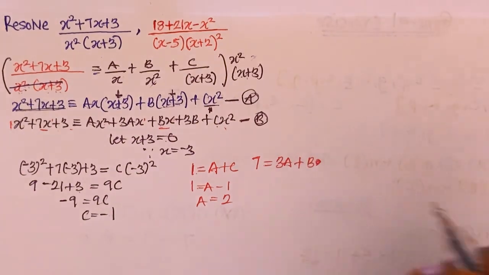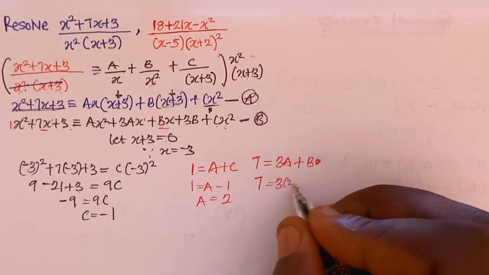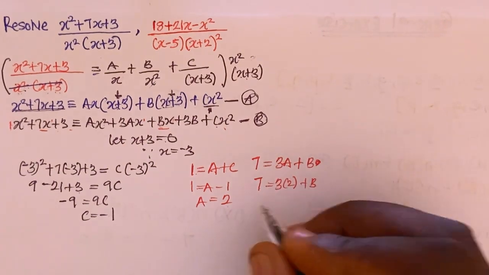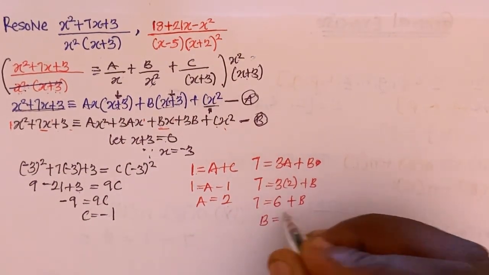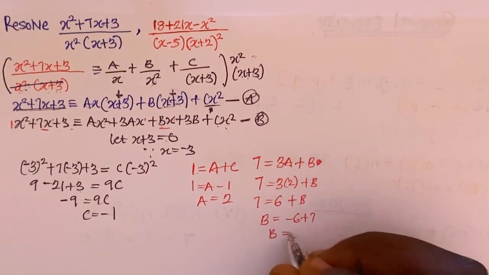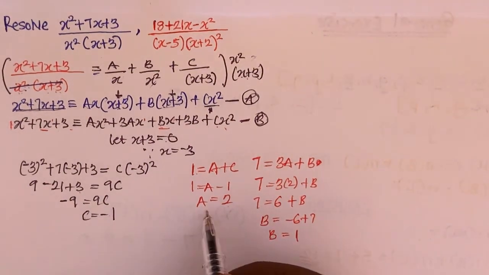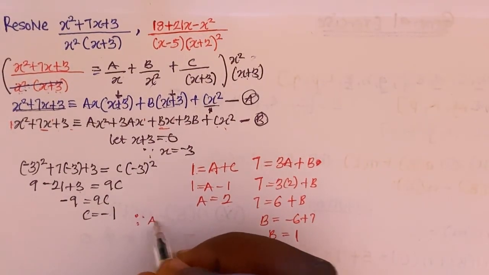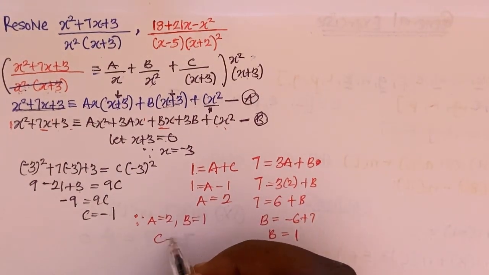That's plus b. So now in this case, my a is 2, so I'm going to have 7 equals 3 into bracket 2 plus b. Right? So here I have 7 equals 6 plus b. Then my b is equal to minus 6 plus 7, which is actually 1. Therefore, my a equals 2, my b equals 1, and my c equals minus 1.